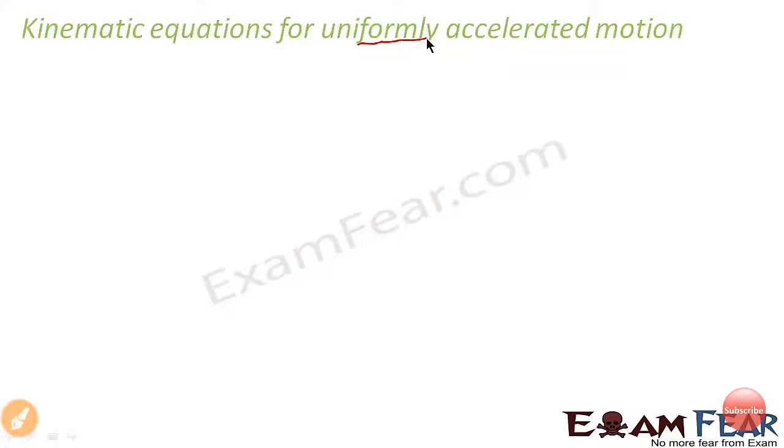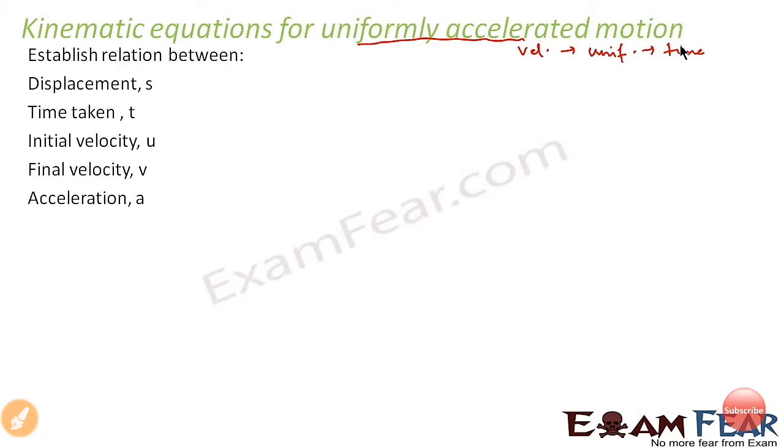The velocity changes uniformly with time. Now, these equations basically establish a relation between the following quantities: displacement, time taken, initial velocity, final velocity, and acceleration.